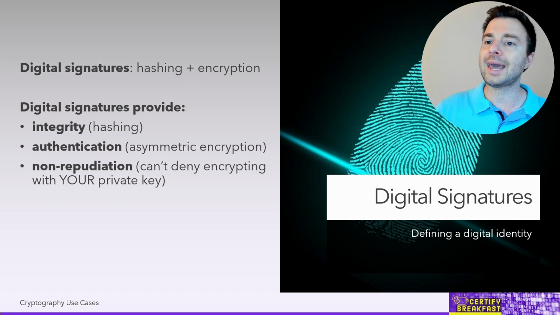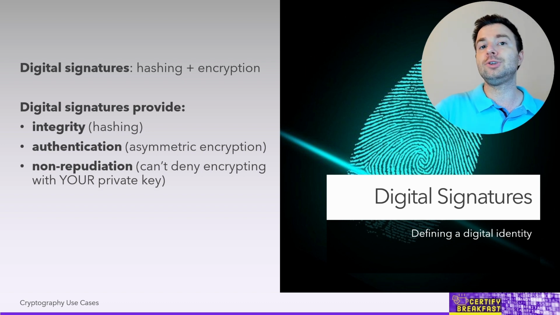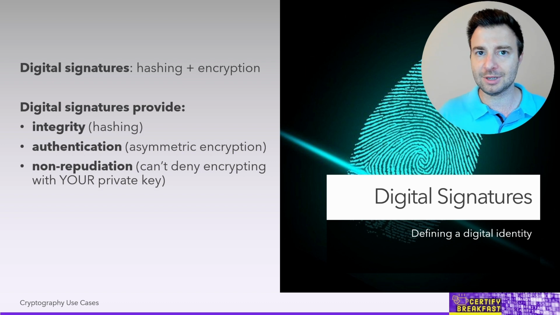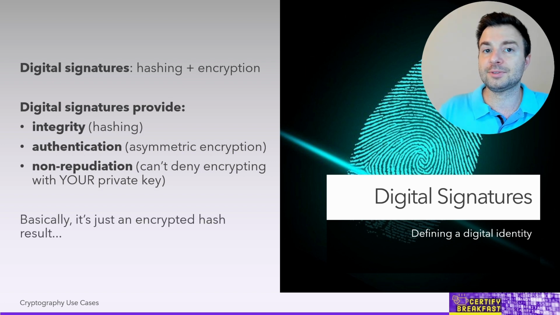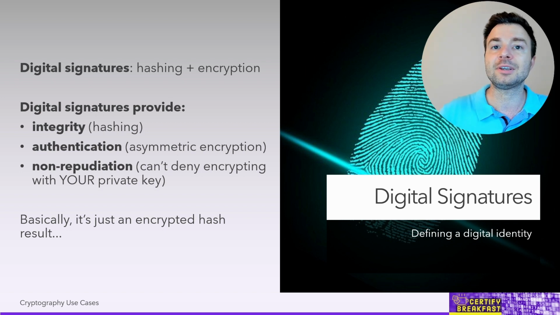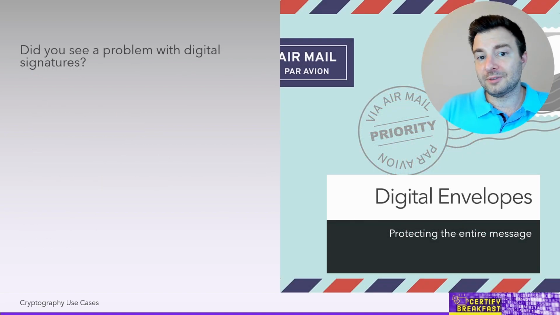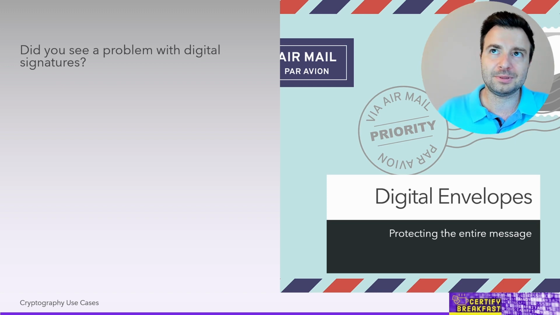We can actually trace actions back to human identities by using this public key cryptography implementation based on digital signatures. The long story short, all the story about digital signatures is basically just a method to encrypt a hash of an original message. That's it. There's an encrypted hash. Another very important use case in cryptography is called a digital envelope.